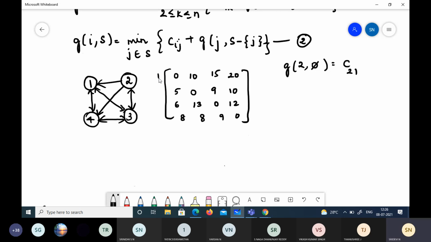So you will take this as 1 2 3 4, 1 2 3 4. So 2 to 1 is how much? 2 to 1, it is 5. C of 2 comma 1 is 5.